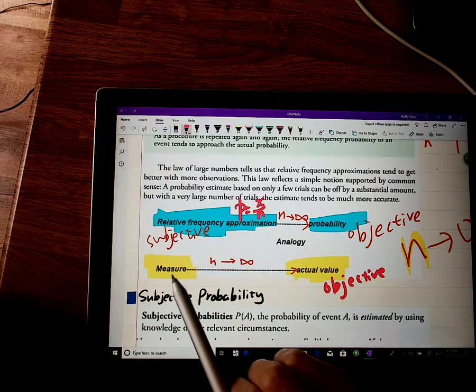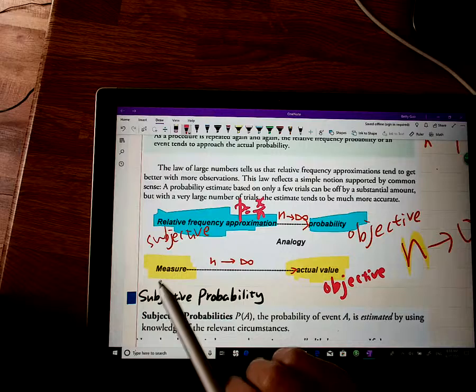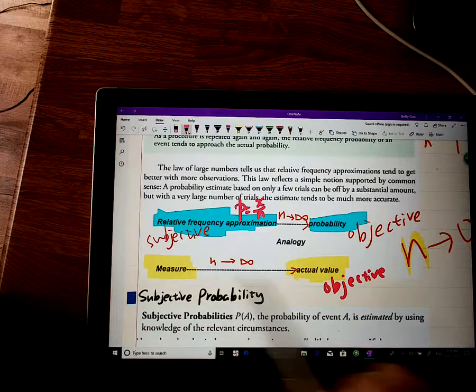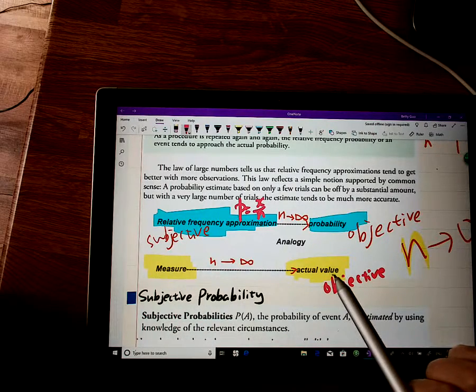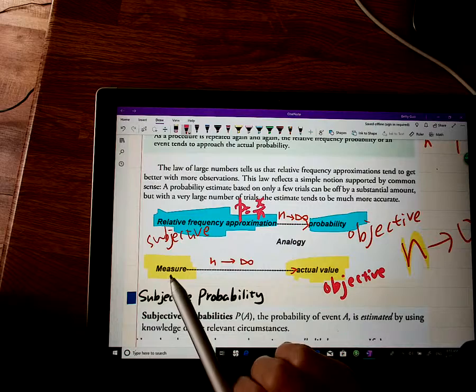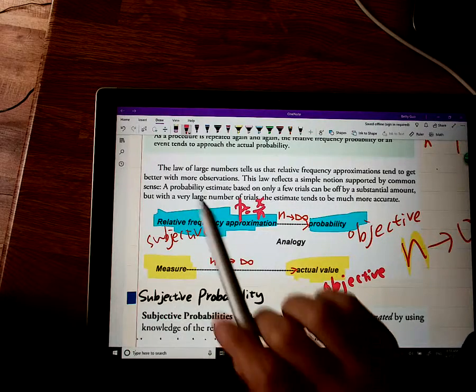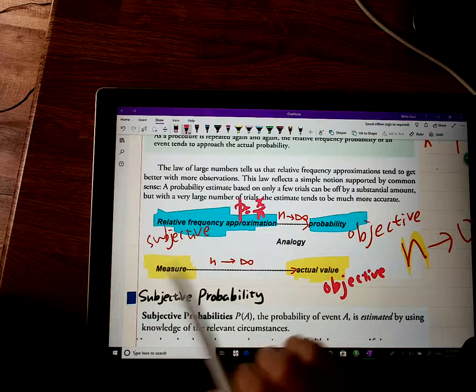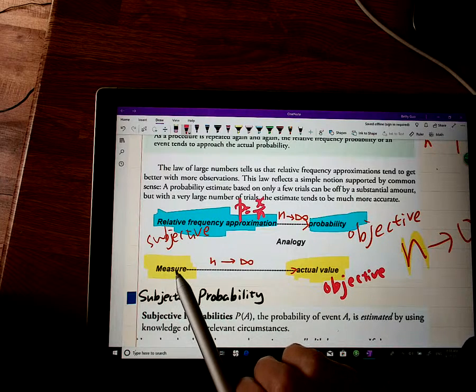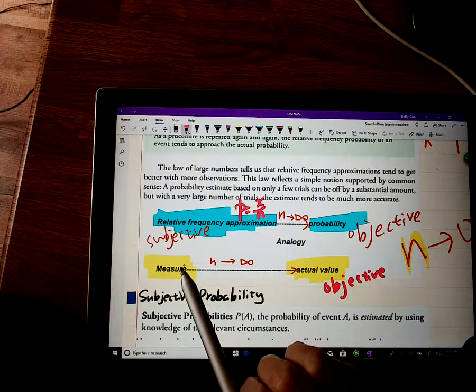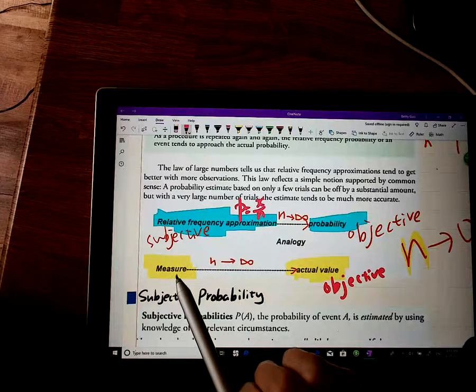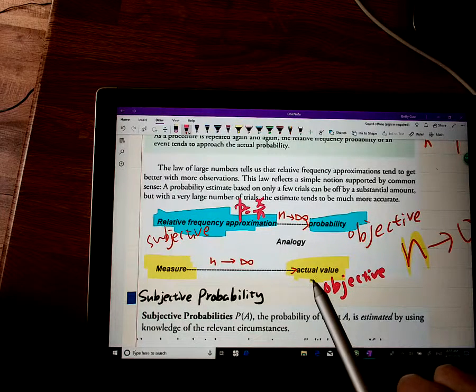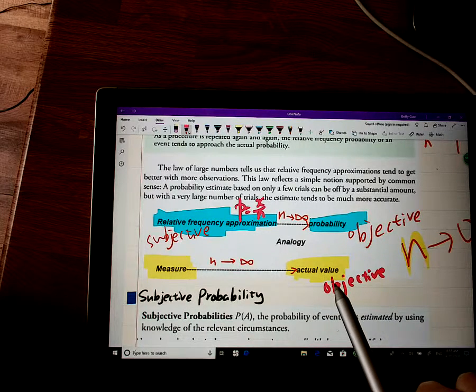The reason we could use the measurements to estimate the actual value of the length is that sometimes we don't just measure once, right? Because of the law of large numbers, we try to measure many times, like 100 times or 1,000 times, and then we take the average of those values. We use the average as the approximation of the actual value of the length.